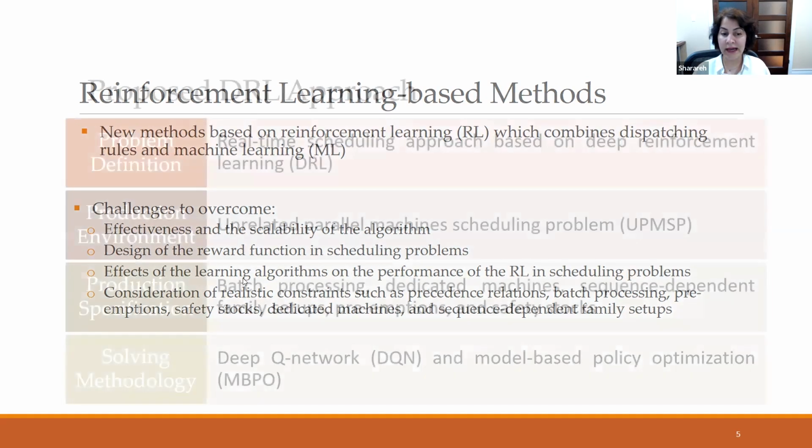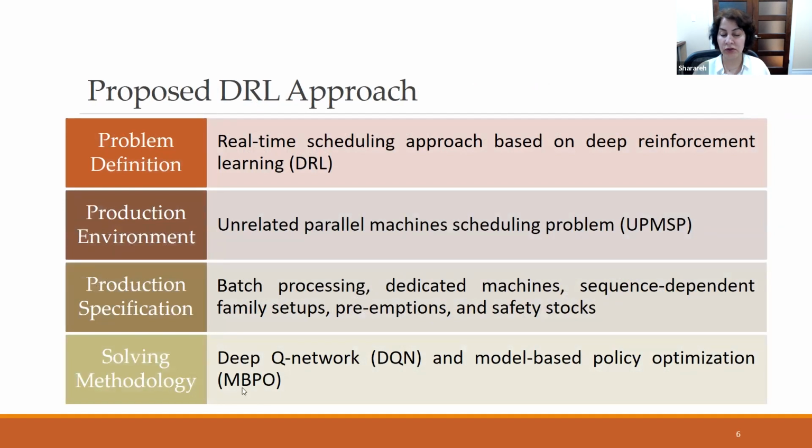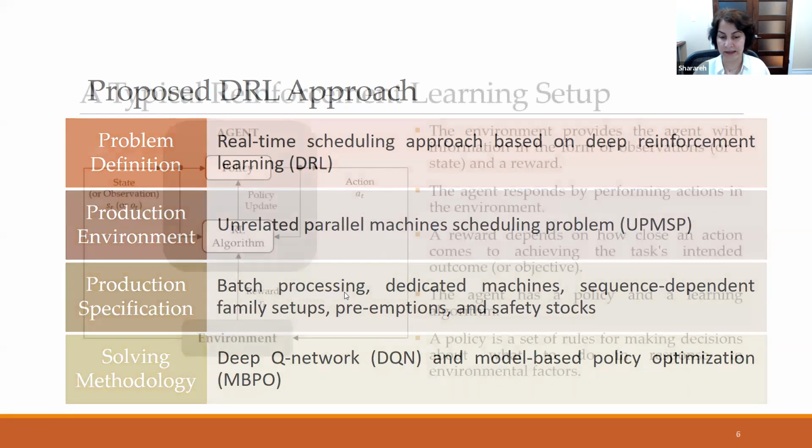So for doing that, we are proposing the use of a deep Q network and also a model-based policy algorithm. These are being used in an agent-based system. We are utilizing these two mainly because we also want to compare how a model-based algorithm can perform against a model-free algorithm. But that's generally our solution methodology, which I'm going to explain in detail in the next slides.